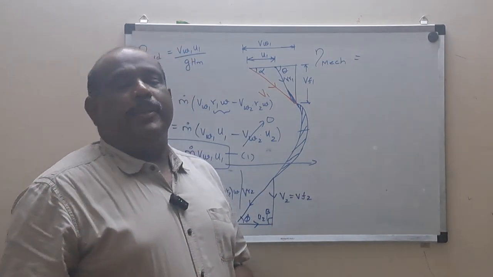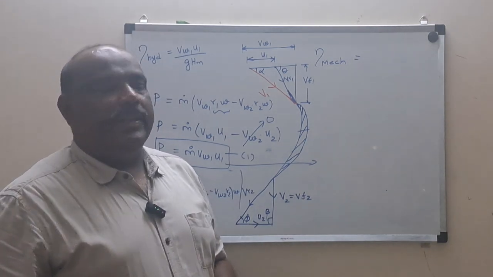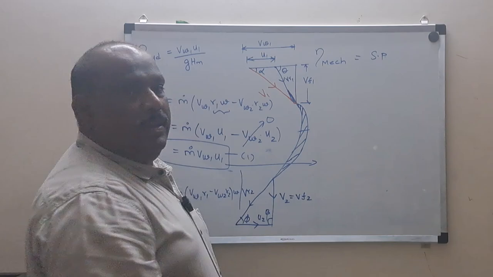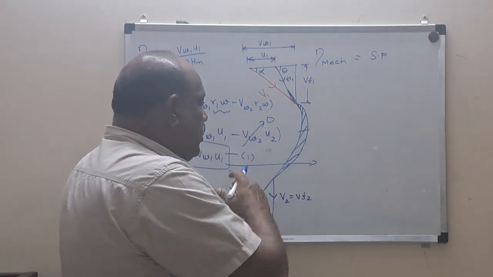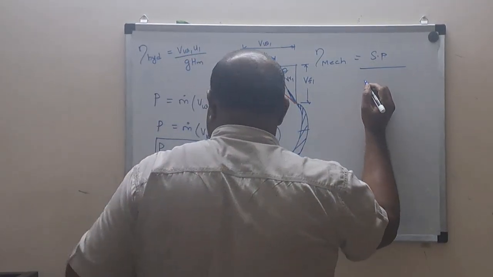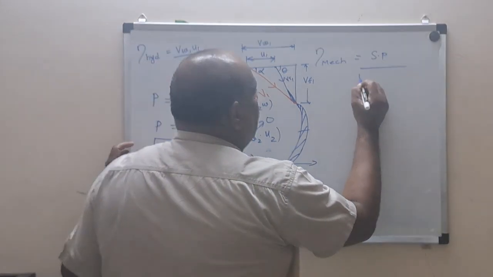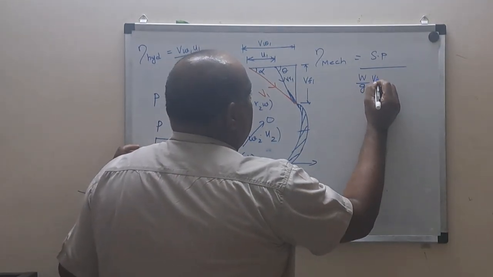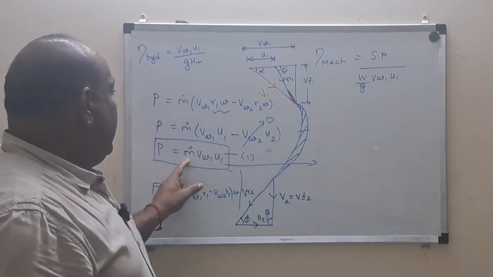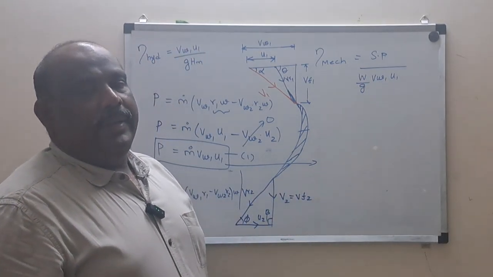Dear students, let us now further continue with the mechanical efficiency. The mechanical efficiency is nothing but how much the shaft is rotating, that is the shaft power, relative to how much work is done on the impeller plates. The work done on the impeller plates is given by this formula: m dot Vw1 U1. But instead of m dot, we are going to put W by g into Vw1 U1. Got the logic of what I am telling?